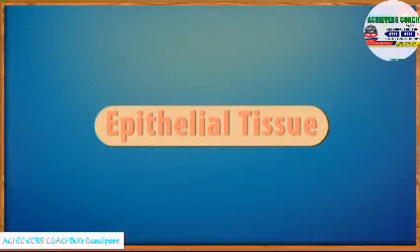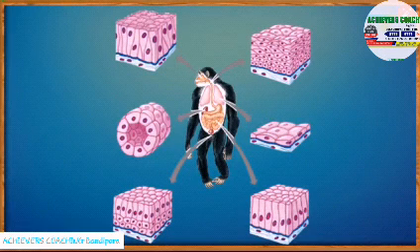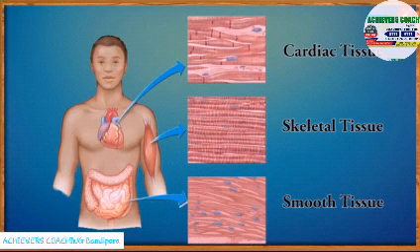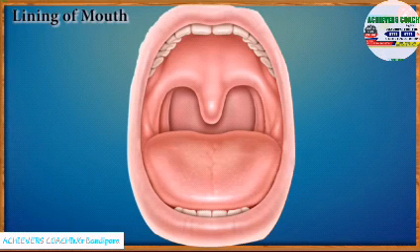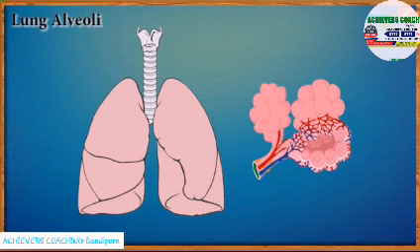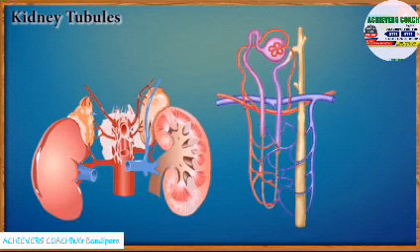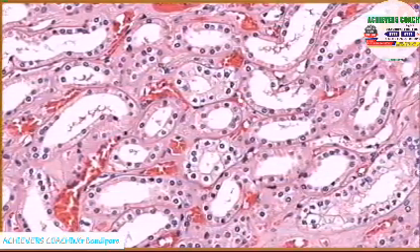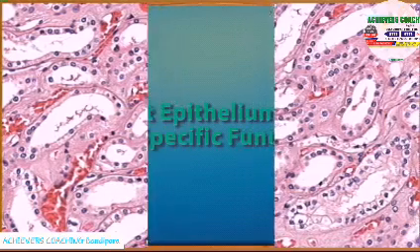Epithelial tissue. The covering or protective tissues in the animal body are epithelial tissues. Epithelium covers most organs and cavities within the body. It also forms a barrier to keep different body systems separate. The skin, the lining of the mouth, the lining of blood vessels, lung alveoli and kidney tubules are all made of epithelial tissue. Epithelial tissue cells are tightly packed and form a continuous sheet.